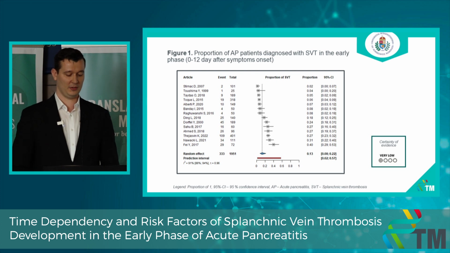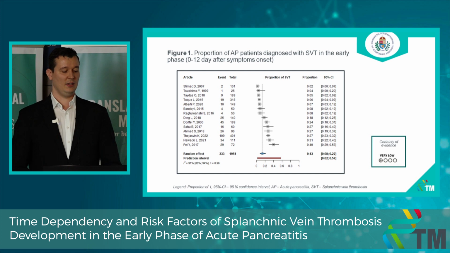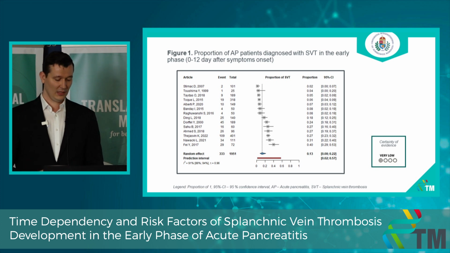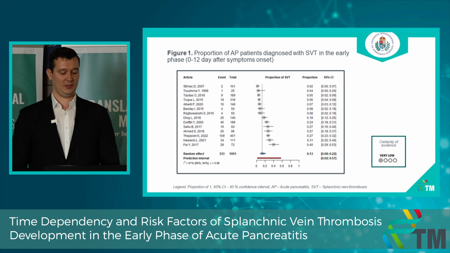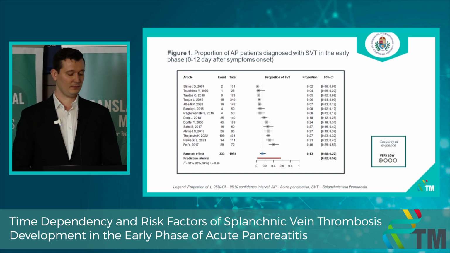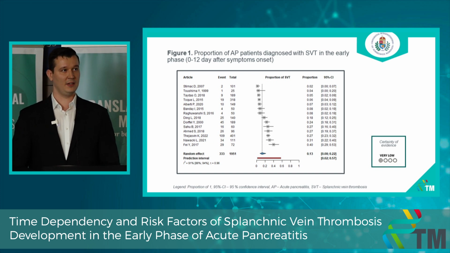The pooled proportion of SVT in the early phase, meaning within 12 days of symptom onset, was 0.13. The 0.13 is a proportion of 1, so it means 13%, or about 1 in 8 patients are affected. We have found that heterogeneity was quite high. To account for this, we have done further analyses to explore the causes.